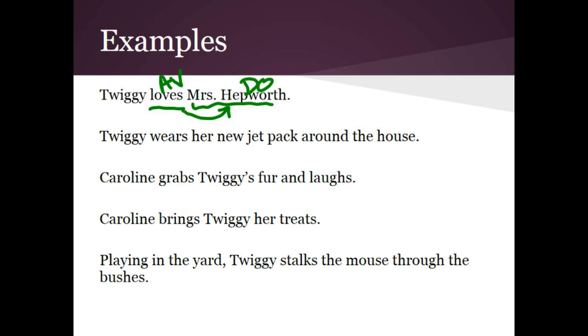The second sentence reads like this. Twiggy wears her new jetpack around the house. Around the house is crossed out because that is a prepositional phrase. Then we see that the word wears is our action verb, and we ask ourselves, what is the thing being worn? And the answer is the jetpack. So that is our direct object.